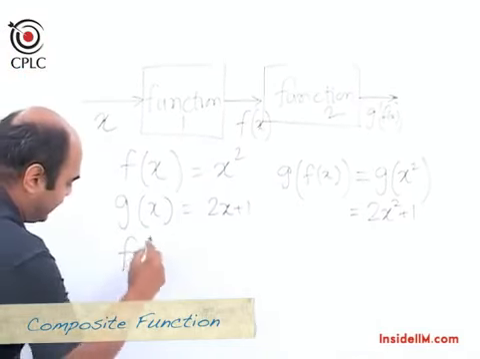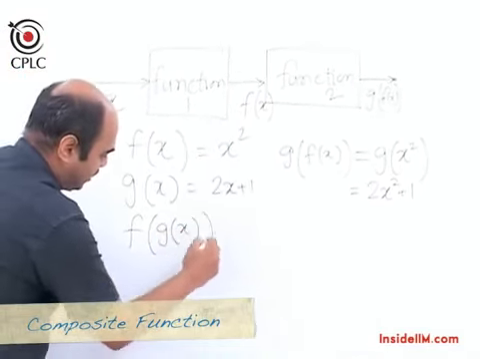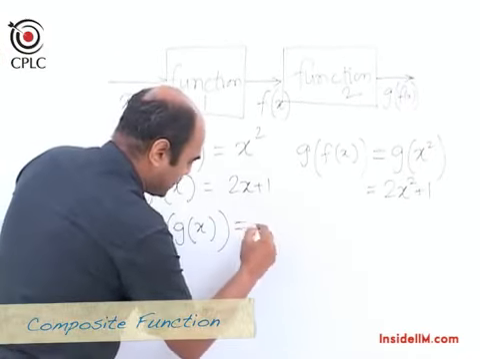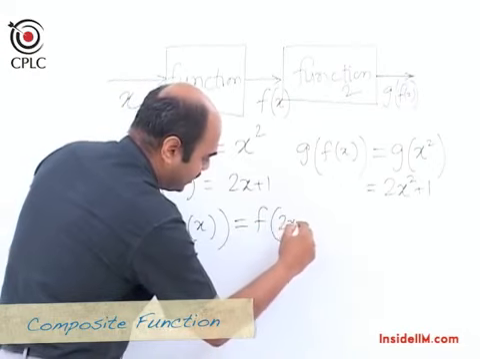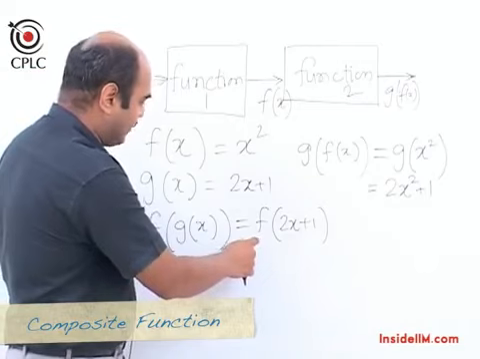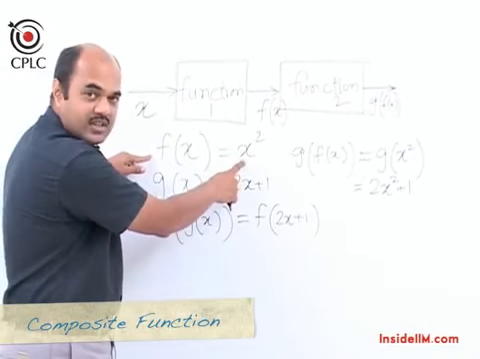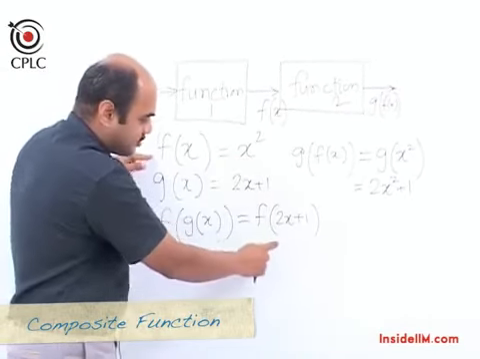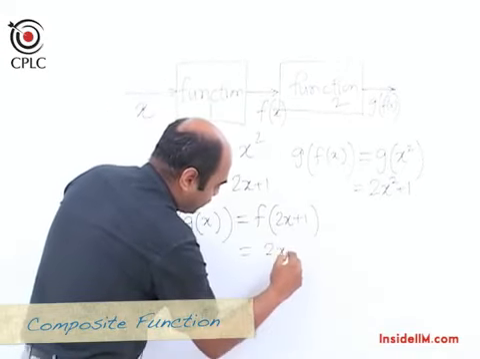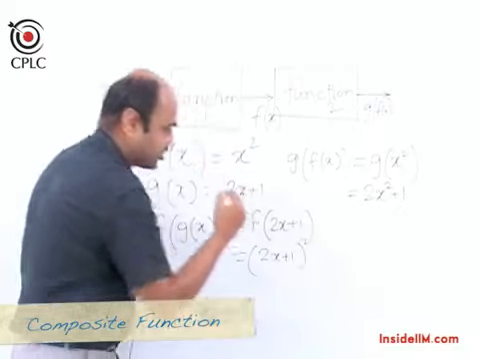Similarly, we can find f of g(x). Now g(x) is defined as 2x plus 1, so f of g(x) is nothing but f of 2x plus 1. So now what we would do is in the function f(x), wherever there is x, we replace that x by 2x plus 1 and hence this would become 2x plus 1 the whole square.